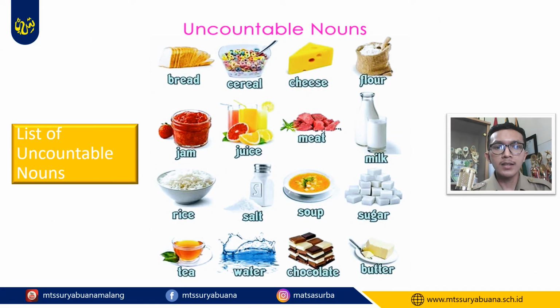This is an example of uncountable nouns. I will read it for you. The first one, bread, cereal, cheese, flour, jam, juice, meat, milk, rice, salt, soup, sugar, tea, water, chocolate, and butter. These are examples of uncountable nouns.